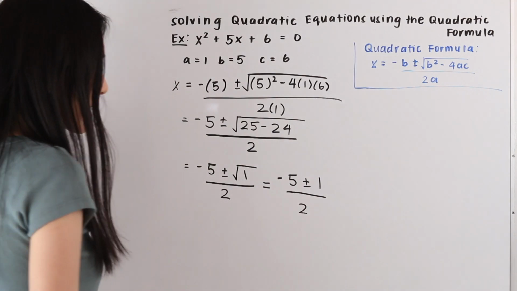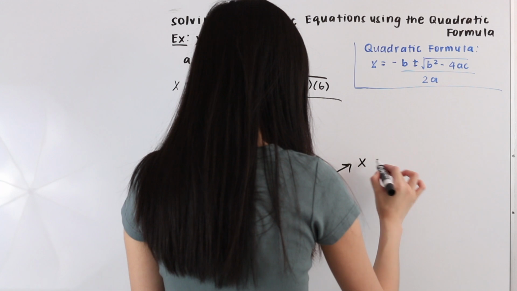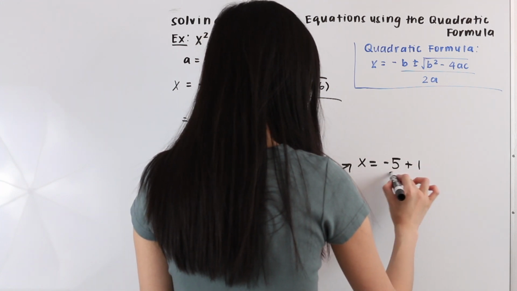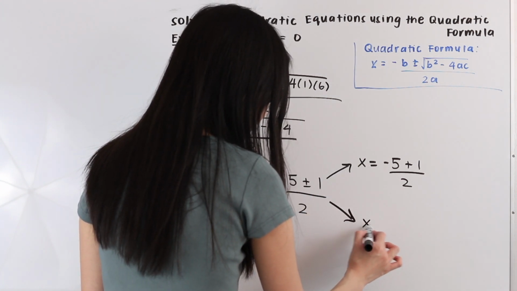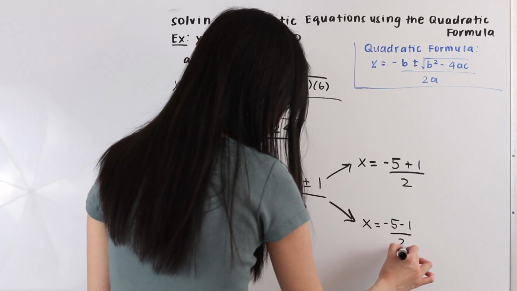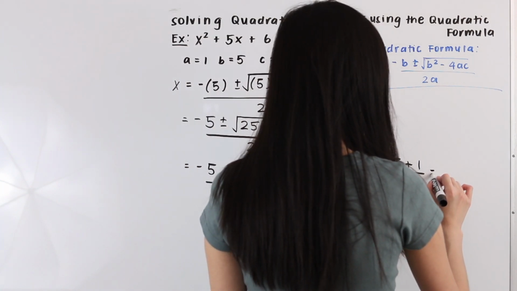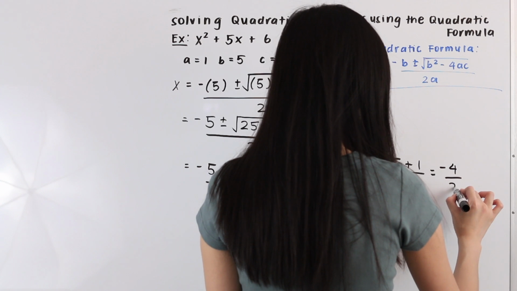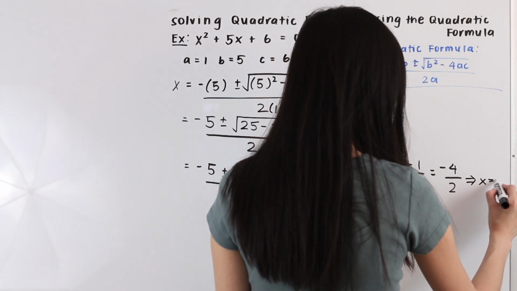And now we can go ahead and break this down into our two cases. So in our first case, we have x is equal to negative 5 plus 1 over 2. And for our second case, we have x is equal to negative 5 minus 1 over 2. And now let's go ahead and simplify. So here we have negative 5 plus 1, which is equal to negative 4, and this is over 2. And so simplifying this, we have x is equal to negative 2.